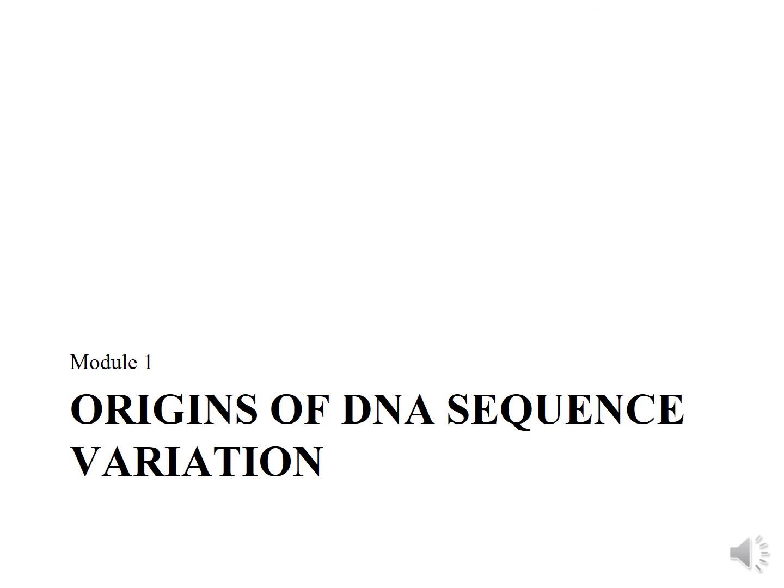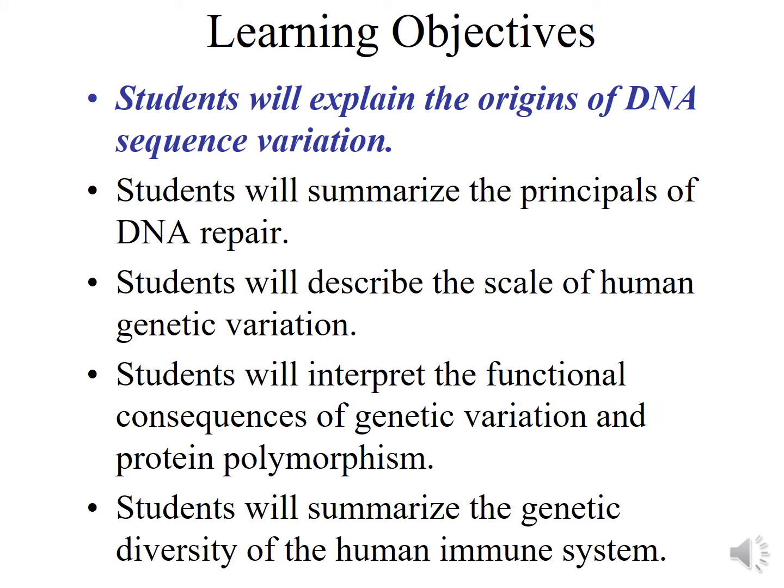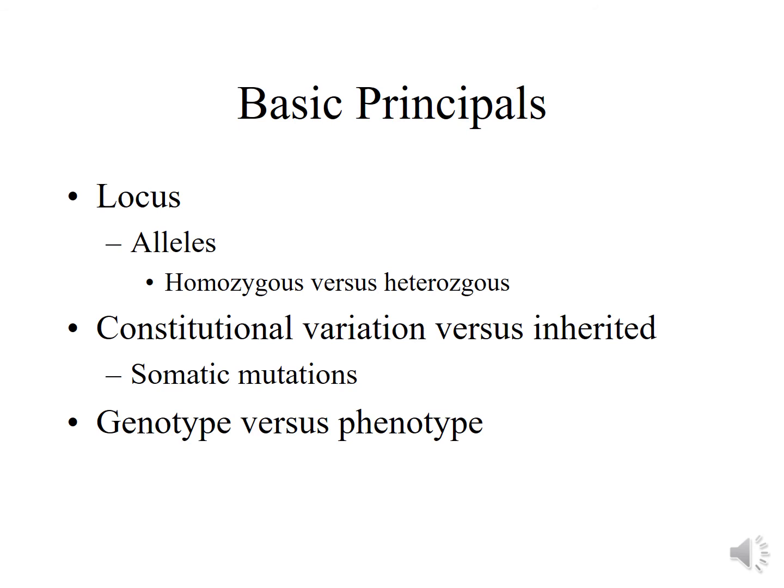Module 1. Origins of DNA sequence variation. The learning objective for this module is for students to be able to explain the origins of DNA sequence variation. That is, how do variations in DNA sequence arise? Let us begin with some basic principles that are critical to your understanding of human genetic variation and will enable you to read about genetic variation in the scientific literature.